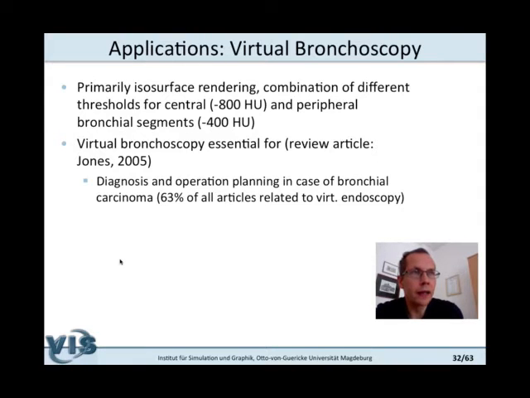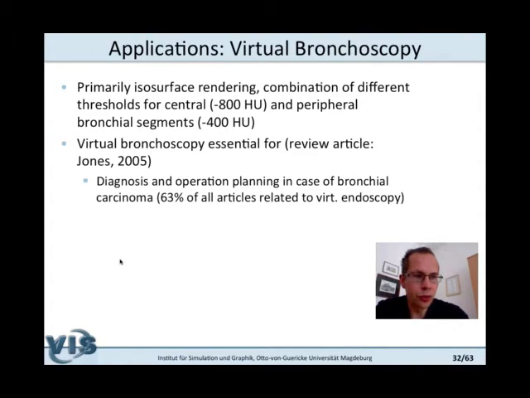Air has approximately minus 1000 Hounsfield units, so that is the smallest value that you can have with the Hounsfield scale. The central parts of the bronchial trees are larger and the partial volume effect there is not important. So therefore you can really require that the value is very low to be part of the bronchial wall. However, for the peripheral segments, a higher value is needed. So that's a remark on rendering.